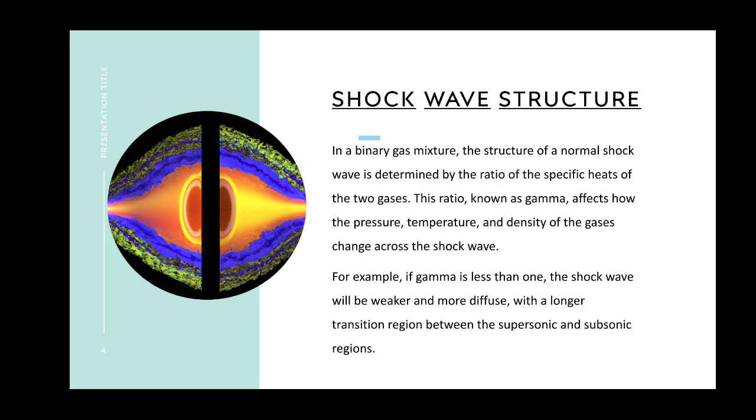Coming to the topic, in binary gas mixtures, the structure of a normal shock wave is determined by the ratio of specific heats of the two gases. This ratio, known as gamma, affects how the pressure, temperature, and density of the gases change across the shock wave. For example, if gamma is less than 1, the shock wave will be weaker and more diffuse, with a longer transition region between the supersonic and the subsonic regions. So this is the wave structure of the shock wave.